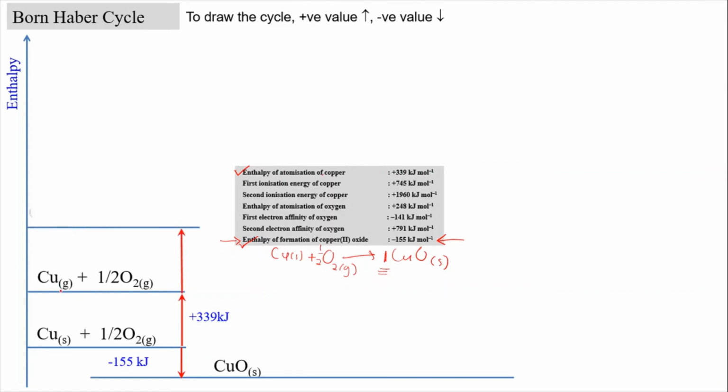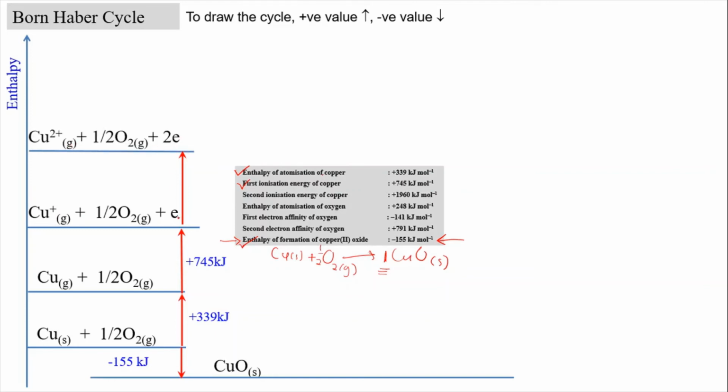So copper gas becomes Cu+ ion and releases 1 mole of electron, and this requires energy as much as 745 kilojoule. Now for the second ionization energy of copper, Cu+ will become Cu2+, and it will release another mole of electron, and then it will become 2 mole, and this requires energy as much as 1960 kilojoule. All right, so now we are done with the copper part.